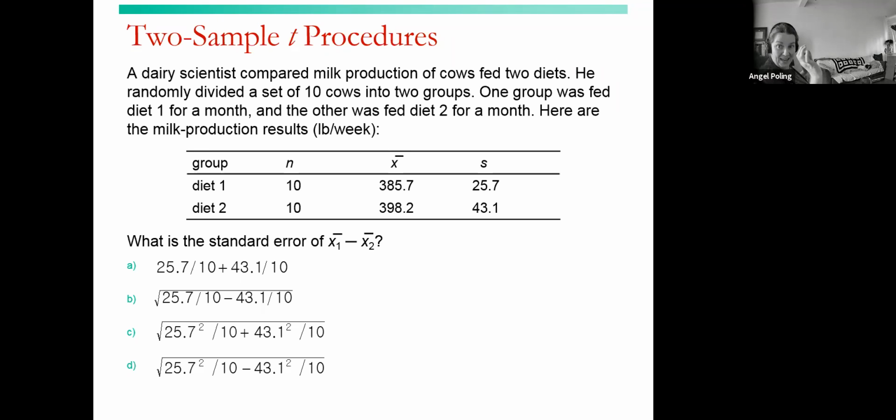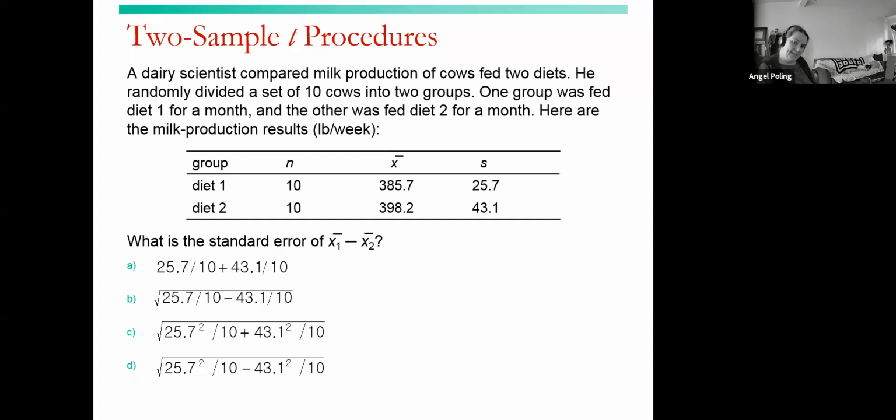So when he randomly divides a set of 10 cows into 2 groups, they're saying that's 10 cows into each of the groups. That's not how I was interpreting the question, but I'm glad they clarified it for us in this table, right? I have my paper out, but I don't know if I need to. I don't. We're looking for a visual here. So we're looking for what is the standard error of the difference of the sample means, right?